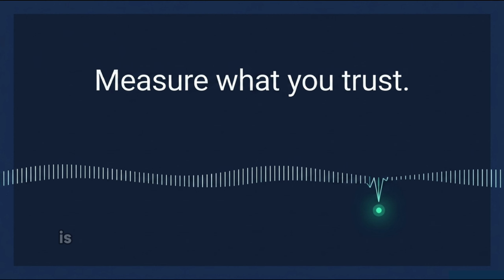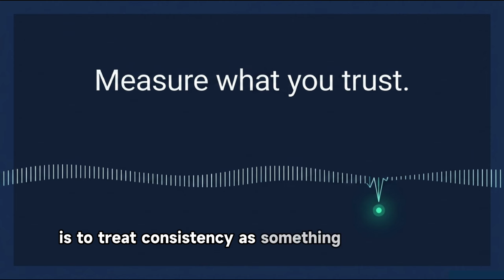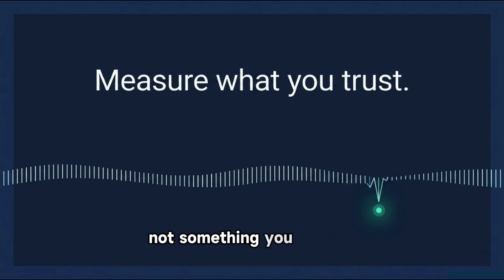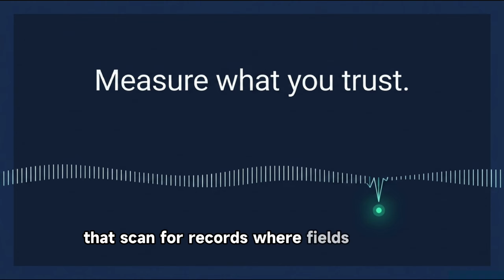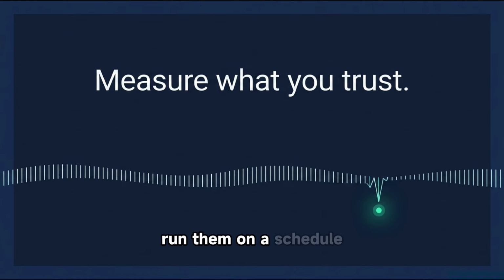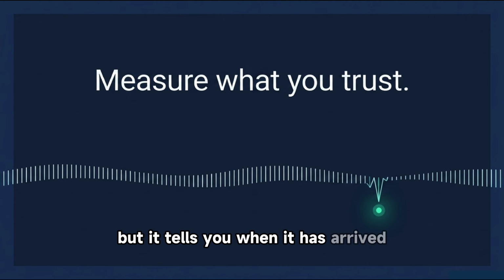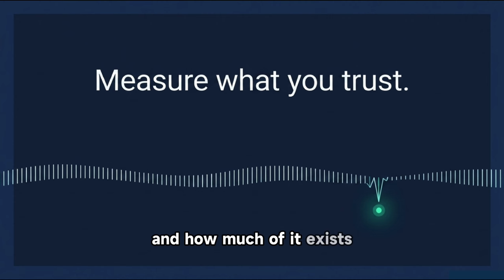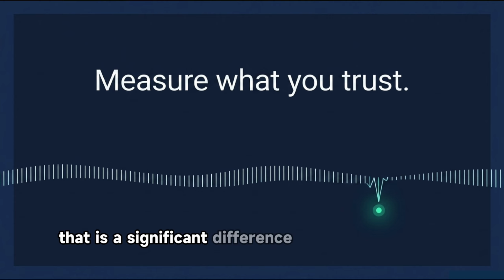The third is to treat consistency as something you measure, not something you assume. Write queries that scan for records where fields disagree. Run them on a schedule. Alert on results. This does not prevent inconsistency from entering your data, but it tells you when it has arrived and how much of it exists. That is a significant difference from discovering it during a financial review.